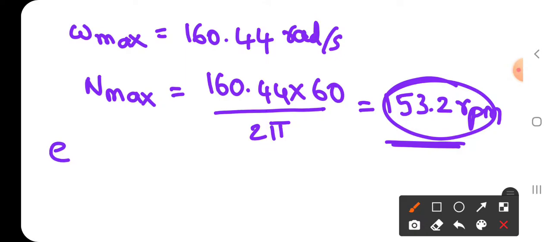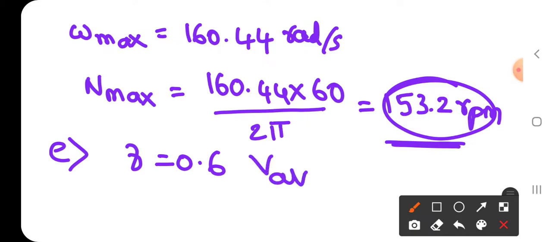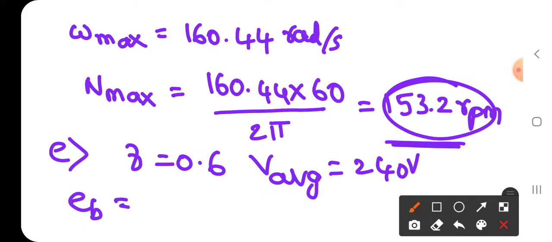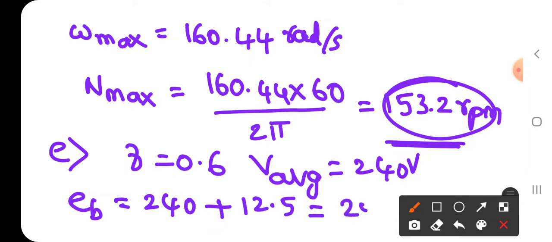So then the last one. What is the motor speed at gamma equal to 0.6 and V average equal to 240 volts? Yes, here we know that EB is equal to 240 V average plus Ia into (Ra plus Rse), that is 12.5, which is 252.5. Now what is the speed? Yes, what is the speed here?